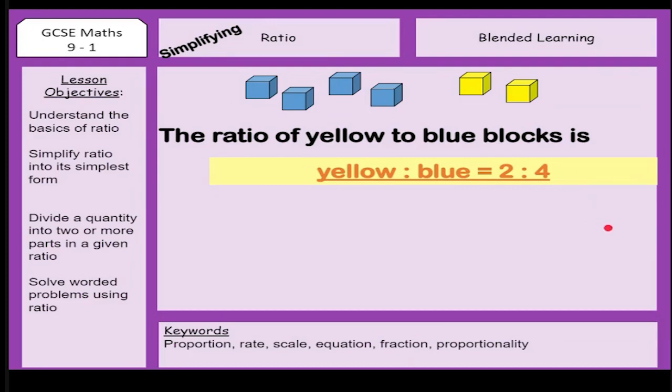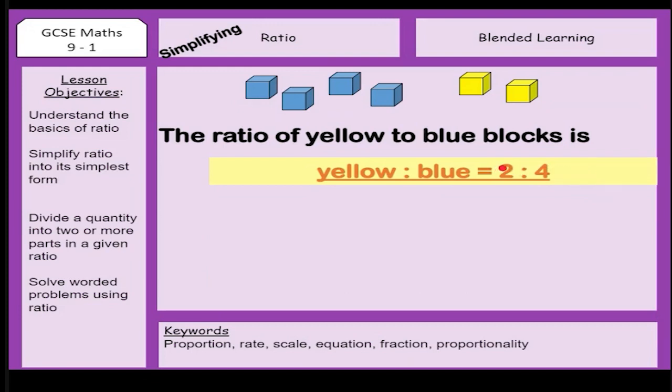Now that ratio is fine. However, it is not simplified. What we need to do is simplify that ratio. The way we simplify it is we look and we see what number will go into both 2 and 4 exactly. This is the exact same way as we would simplify a fraction. Remember, when we're simplifying fractions, we're looking for the same number that's in the numerator, that's the top number, that can also go into the denominator, the bottom number.